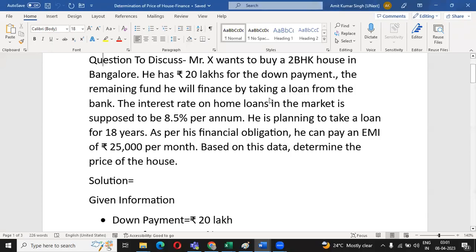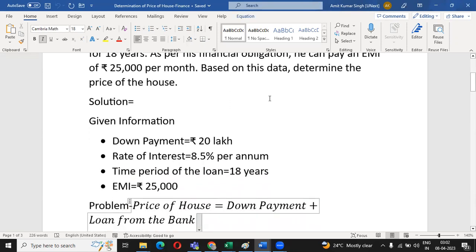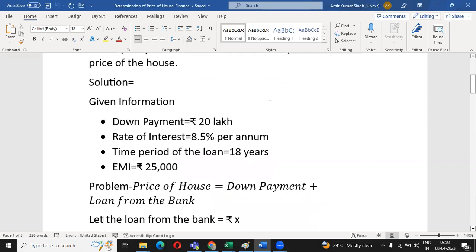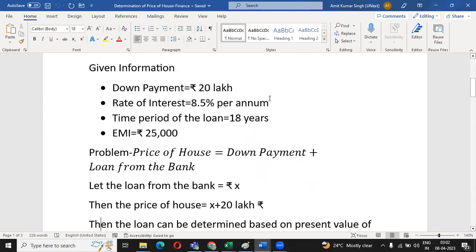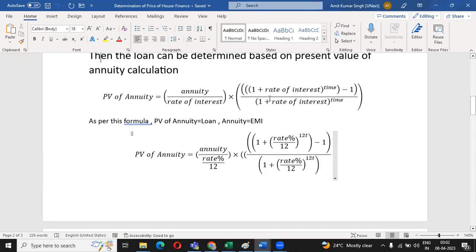So in this problem, Mr. X wants to buy a 2 BHK house in Bangalore where he's ready to make a down payment of 20 lakh rupees. The remaining money he'll borrow from the bank at 8.5% per annum for 18 years, and he can make an EMI of 25,000 rupees per month on the loan he's going to take. So the same problem can be solved by using present value of annuity.